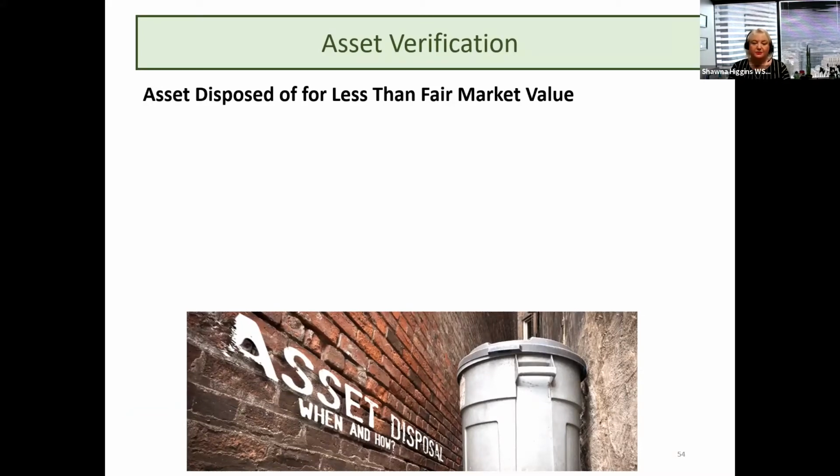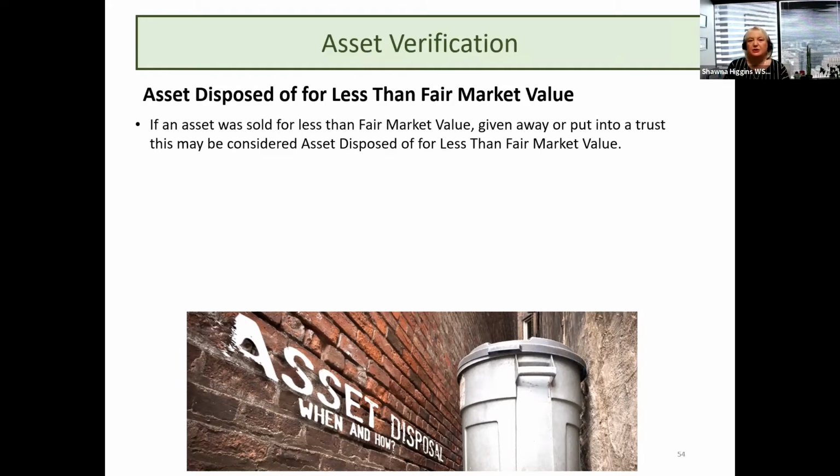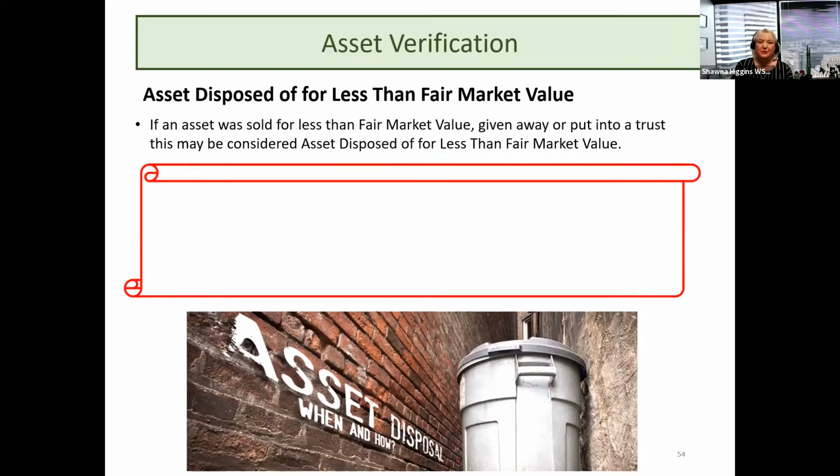Like I've been saying quite a bit here. That is an asset that was sold for less than fair market value, or it was given away or put into a trust. And this may be considered an asset disposed of for less than fair market value.